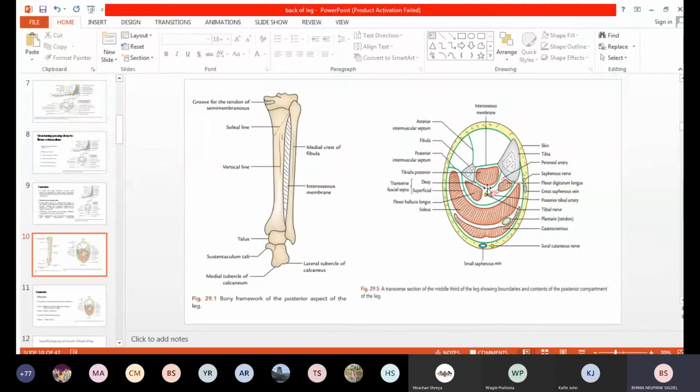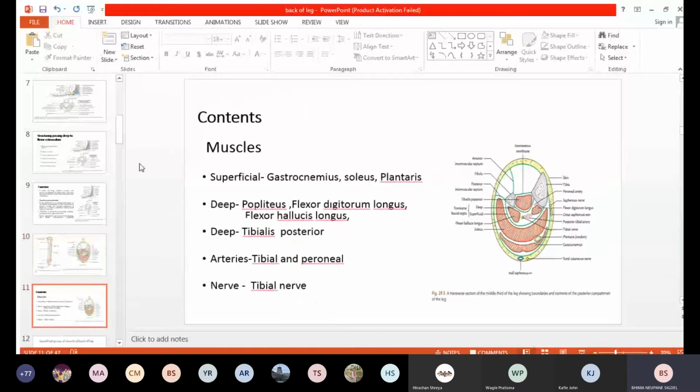Just deeper to the deep transverse fascial septum is the interosseous membrane, in green color. In between these is one muscle, the deepest group, that is the tibialis posterior muscle. So these are the structures present. Along with them, here you can see the nerve, artery and the veins. The contents are described in this picture, the same thing.